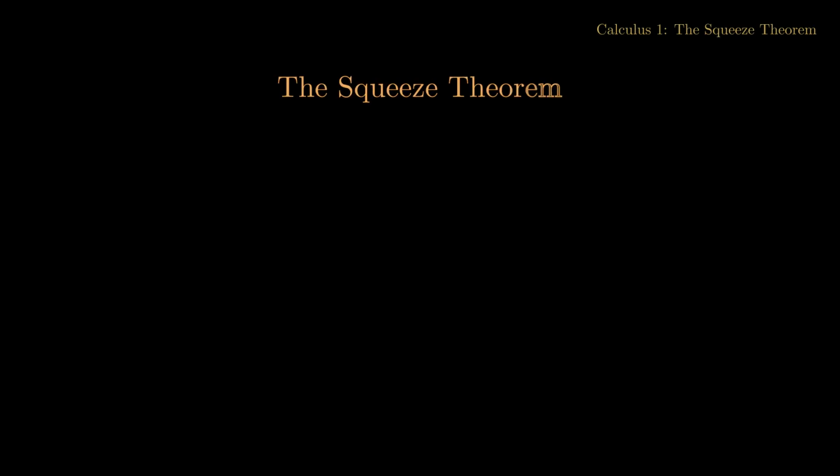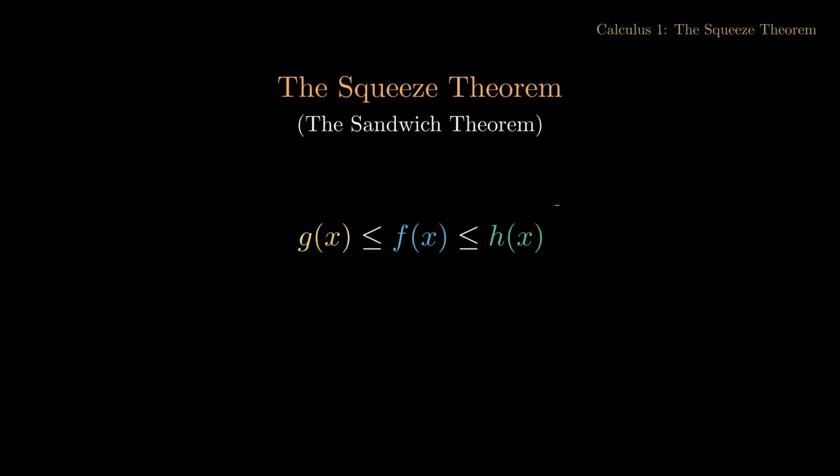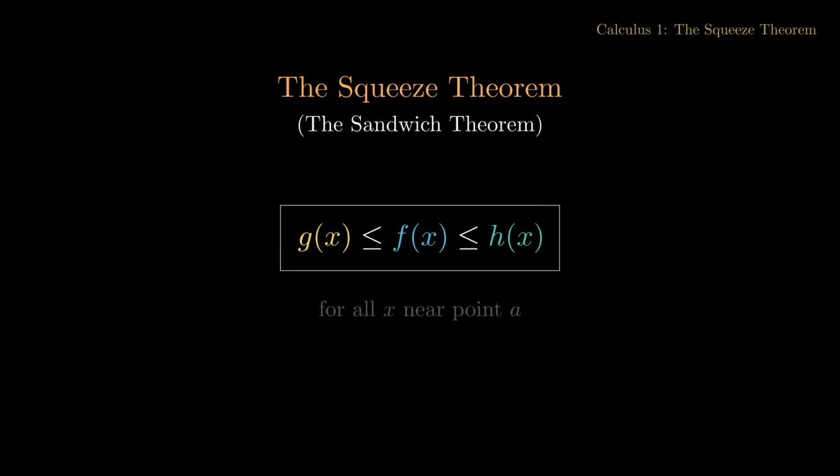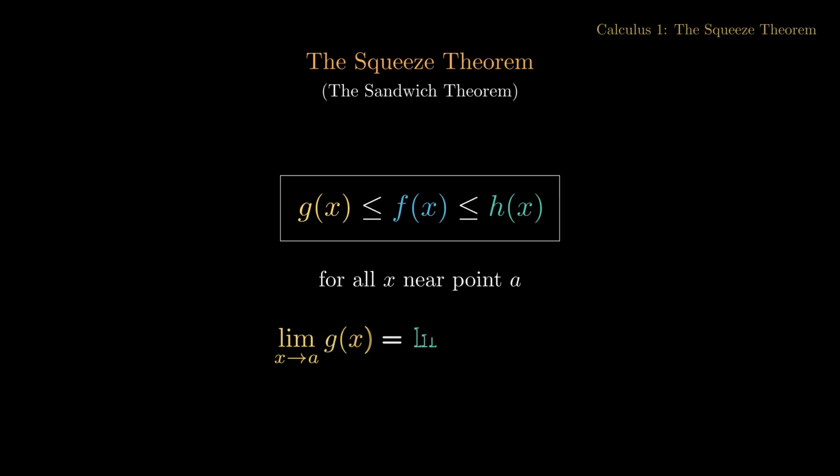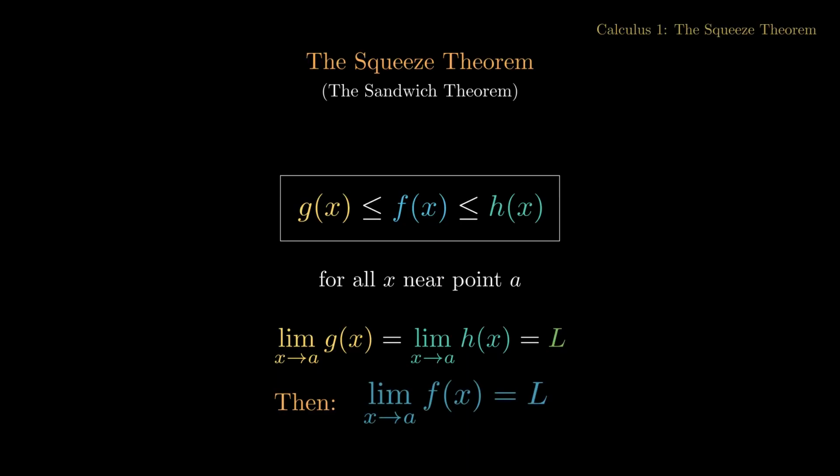Next, the squeeze theorem is also called the sandwich theorem. If g of x is less than or equal to f of x, and f of x is less than or equal to h of x, this applies to all x near point a. The limit of g of x equals the limit of h of x equals L. Therefore, f of x's limit also equals L.